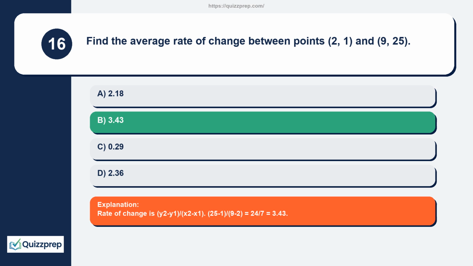Rate of change is (y2 - y1) / (x2 - x1). (25 - 1) / (9 - 2) equals 24/7 equals 3.43.